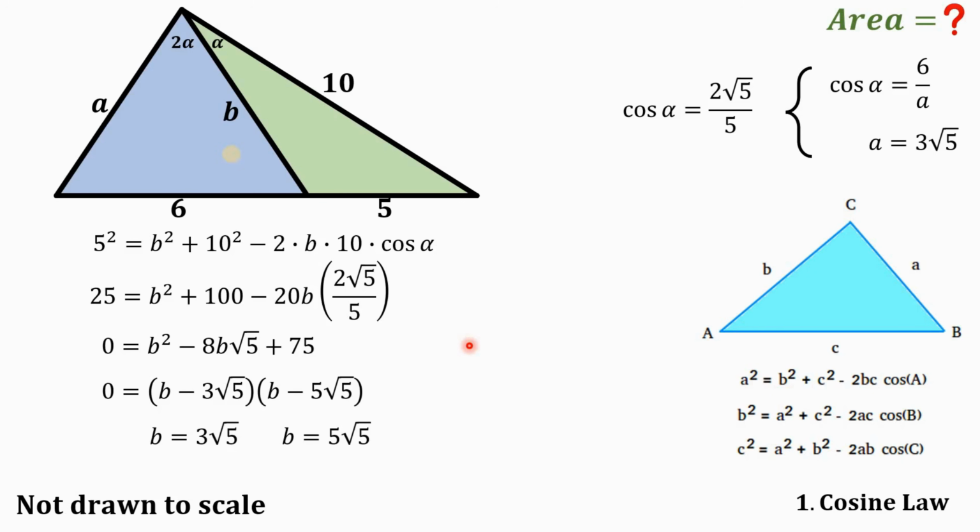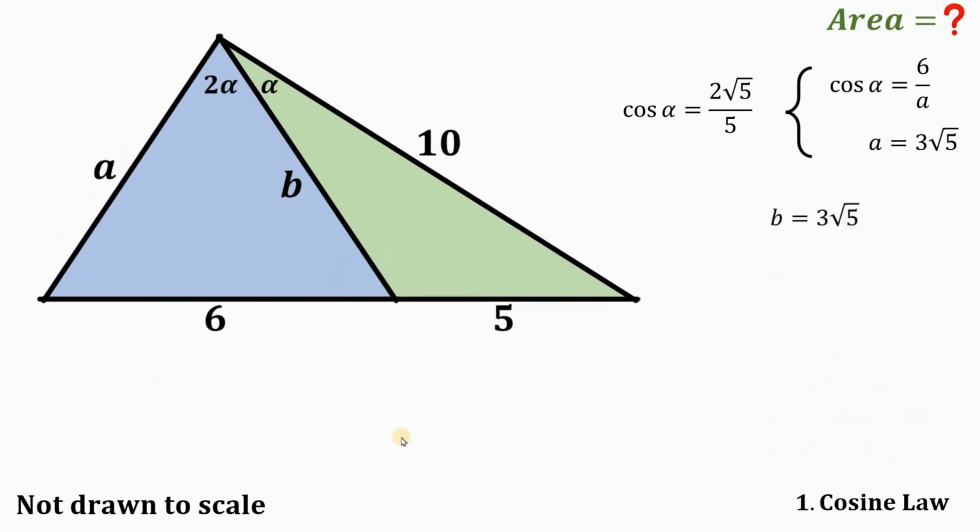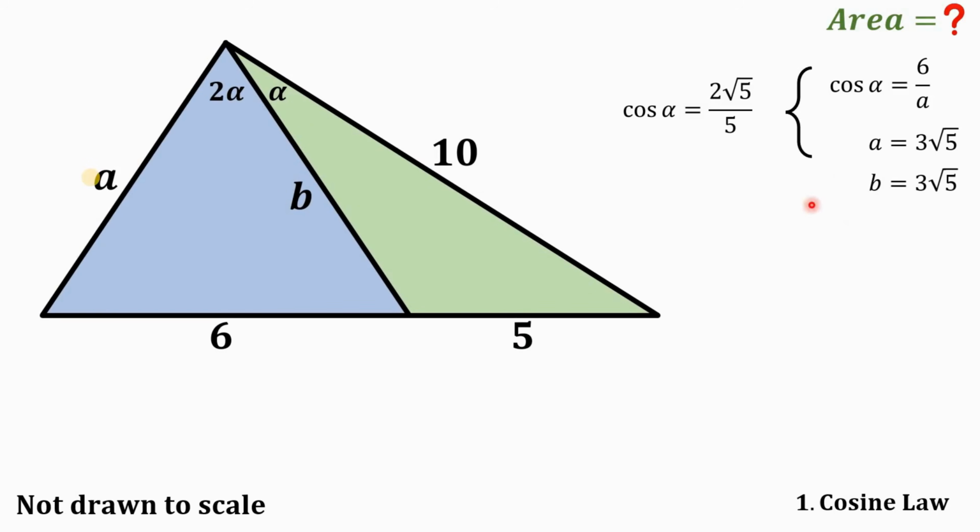Now, one thing is for sure, this B cannot be greater than 10. Approximately, 3 times square root of 5 is 6.71, and 5 times square root of 5 is 11.18. In short, B cannot be equal to 5 times square root of 5. So B is 3 times square root of 5. We now have the value of A and B. So A is 3 times square root of 5, and also B is 3 times square root of 5. Now, this blue triangle is technically an isosceles triangle.